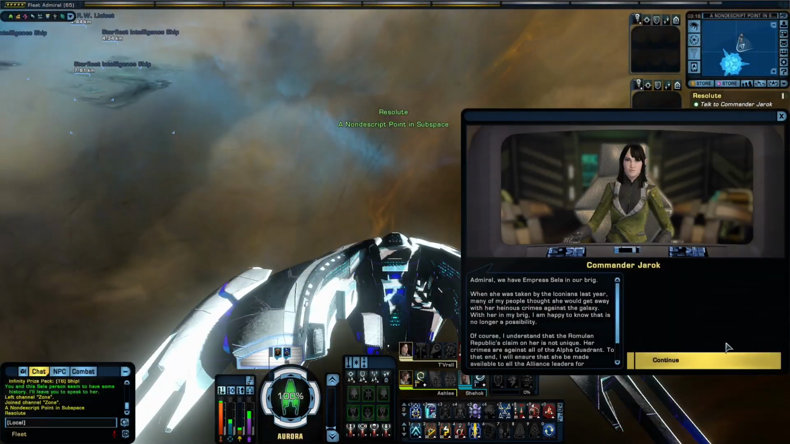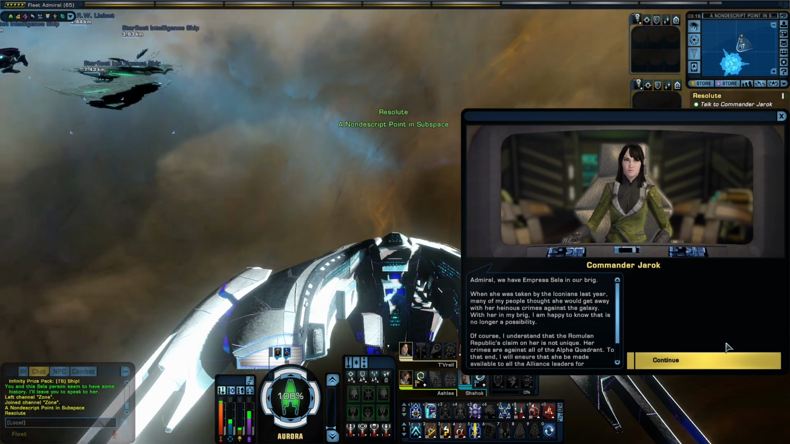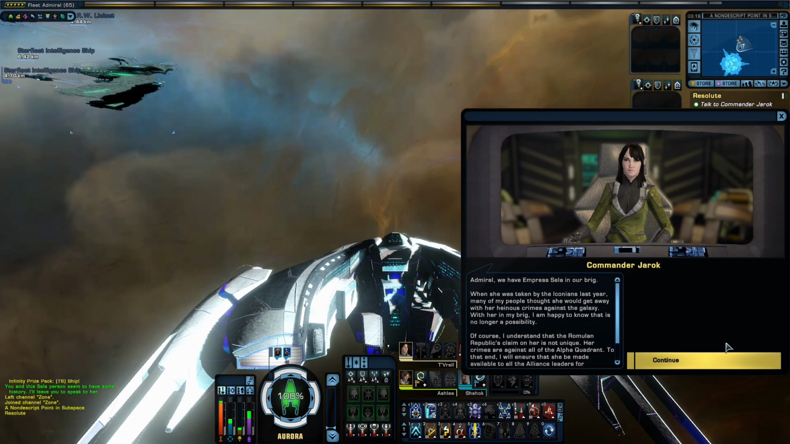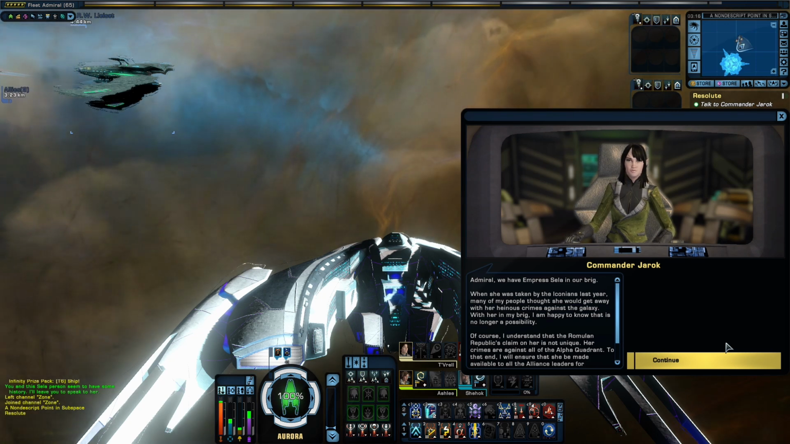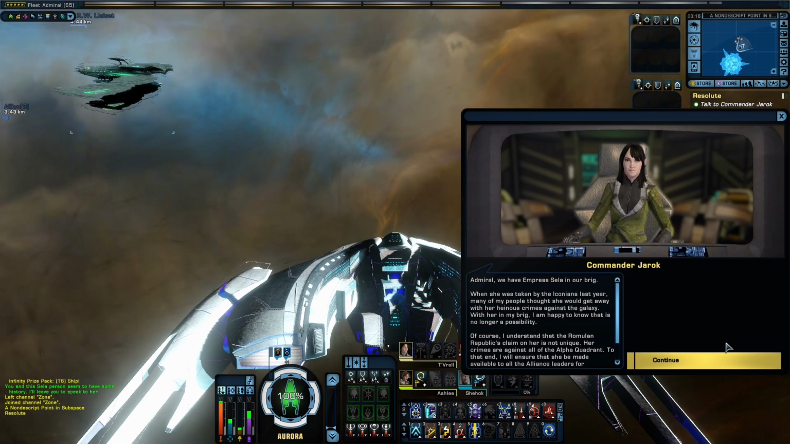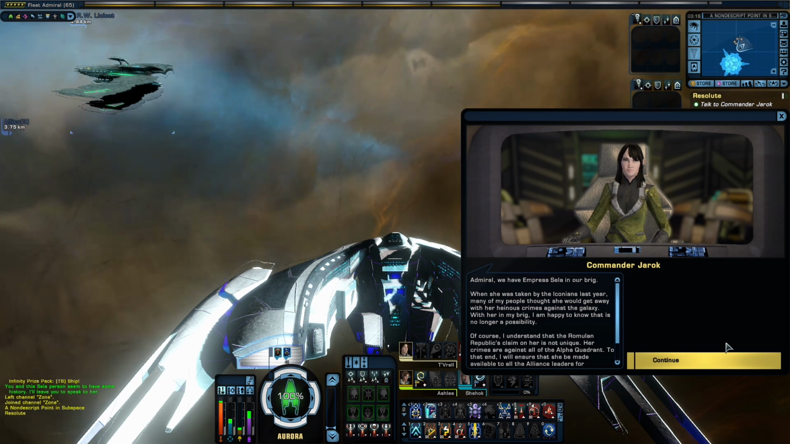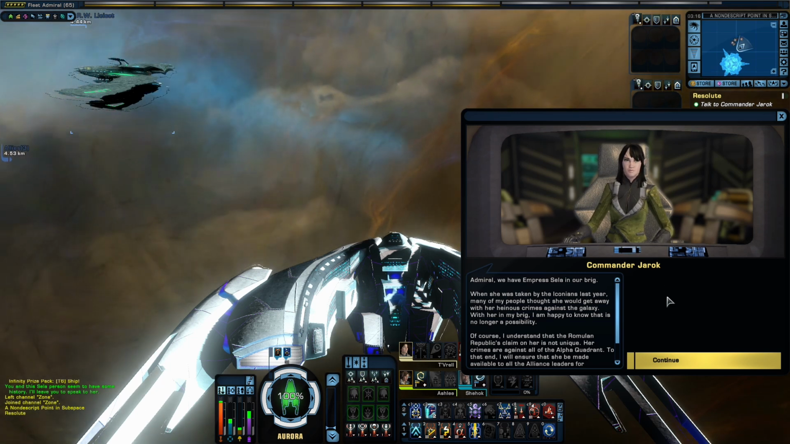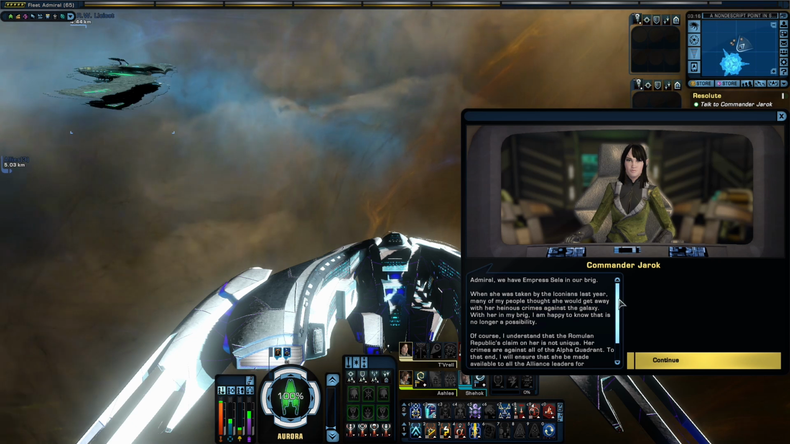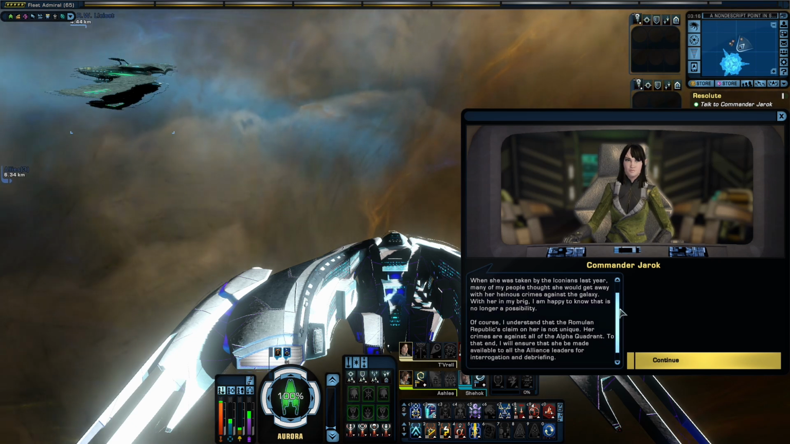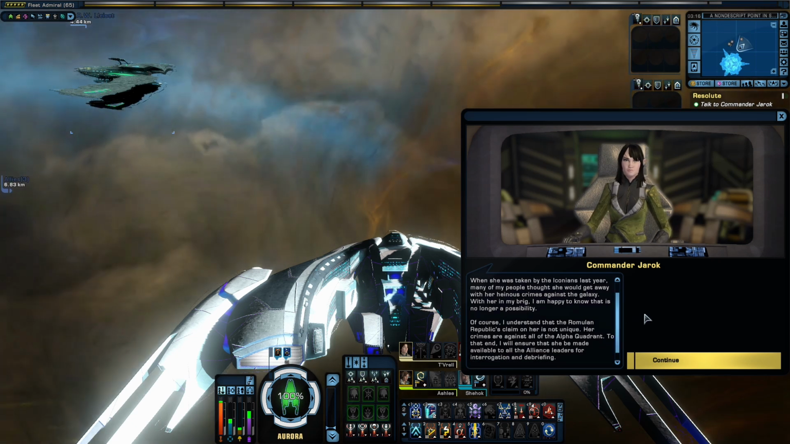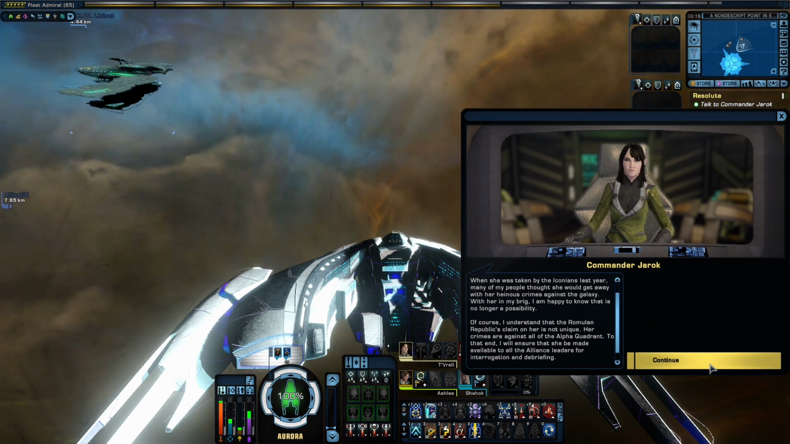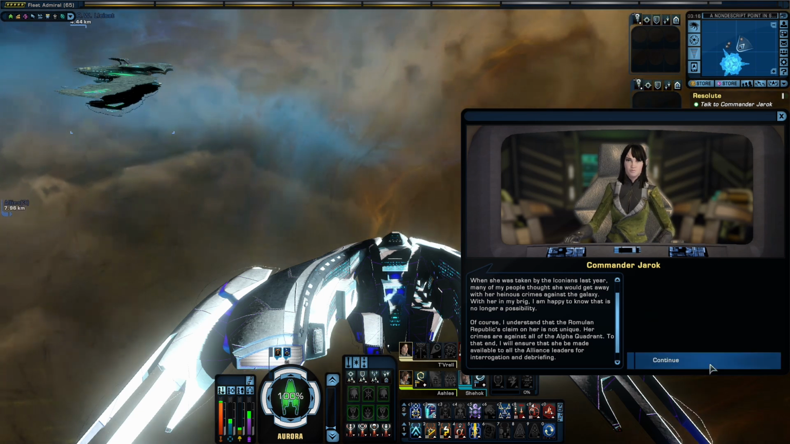We have Empress Seela in our brig. When she was taken by the Iconians last year, many of my people thought she would get away with her heinous crimes against the galaxy. With her in my brig, I am happy to know that is no longer a possibility. Of course, I understand that the Romulan Republic's claim on her is not unique. Her crimes are against all of the Alpha Quadrant. To that end, I will ensure that she be made available to all the Alliance leaders for interrogation and debriefing.